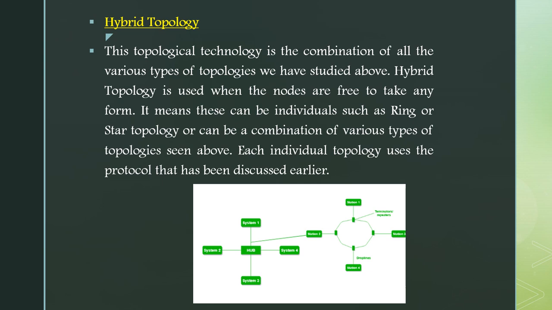Hybrid topology. This topology is the combination of all the various types of topologies we have studied above. Hybrid topology is used when the nodes are free to take any form. It means these can be individual topologies, such as a ring or a star topology, or can be a combination of various types of topologies as seen below. Each individual topology uses the protocol that has been discussed earlier.